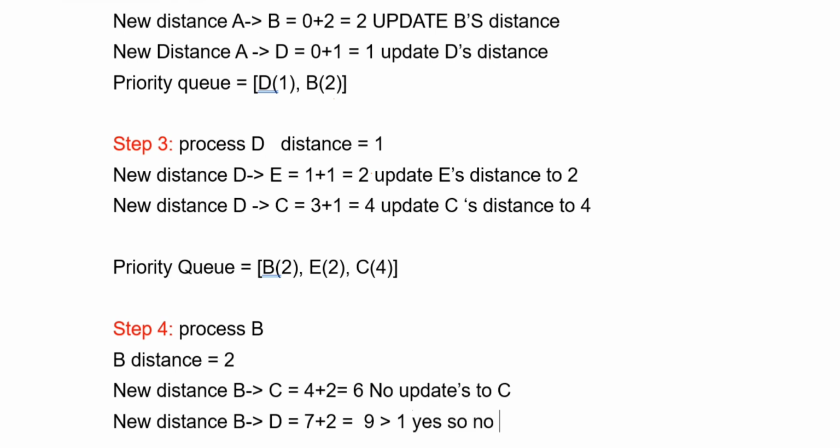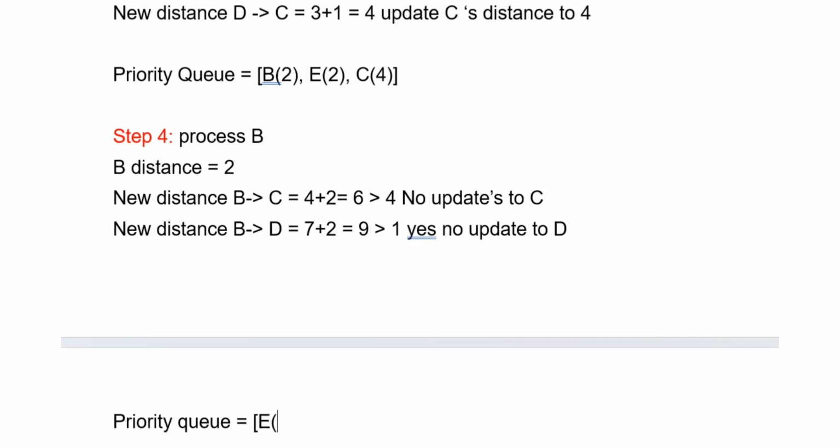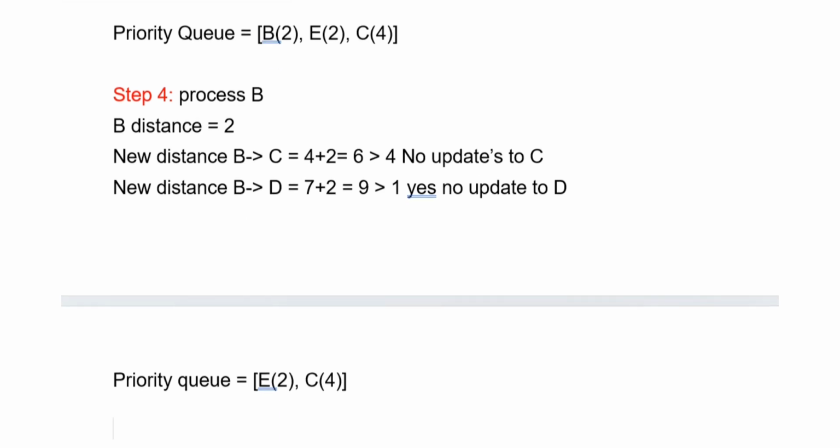So no update to D, and since 6 is greater than 4, no update to C. The distance array remains unchanged because there is no update in processing B. So the priority queue is E of 2 and C of 4. This is my priority queue.